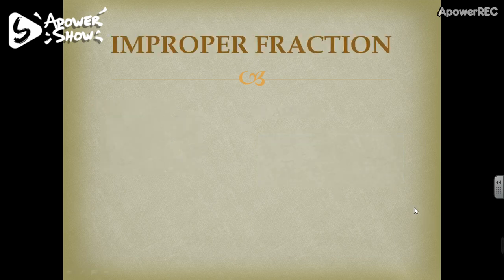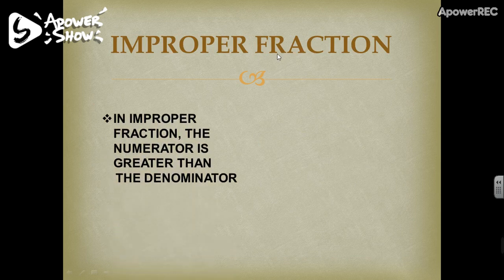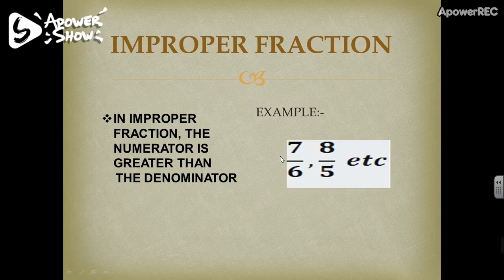Improper fractions. Improper fractions are those fractions in which the numerator is greater than the denominator. For example, 7 by 6, 8 by 5, etc. These types of fractions in which the numerator is greater than the denominator are known as improper fractions, and they are always greater than 1.